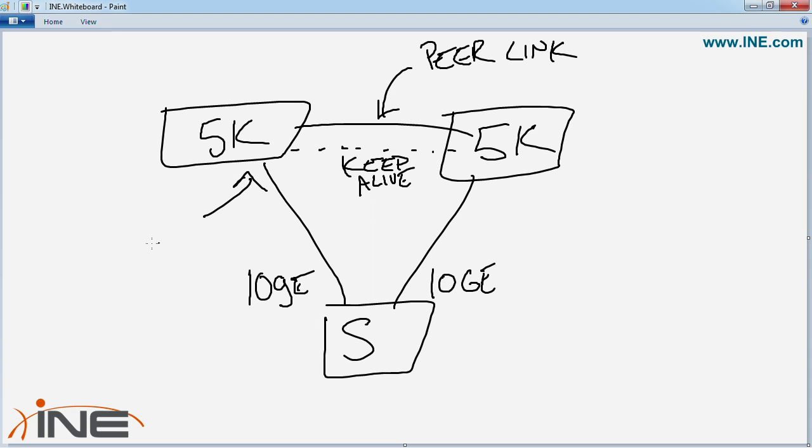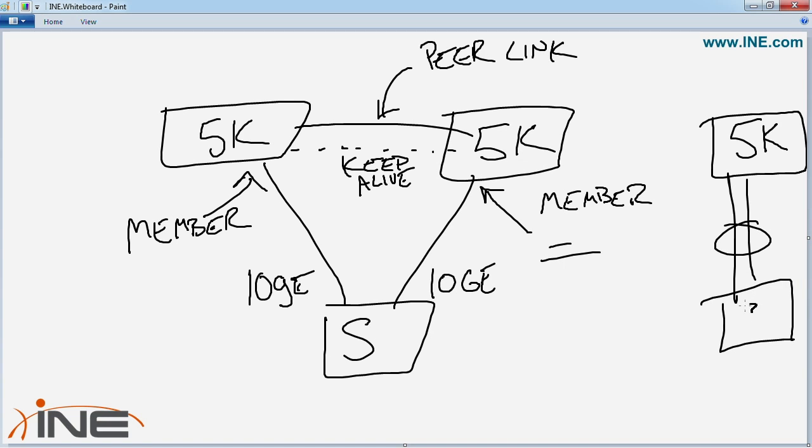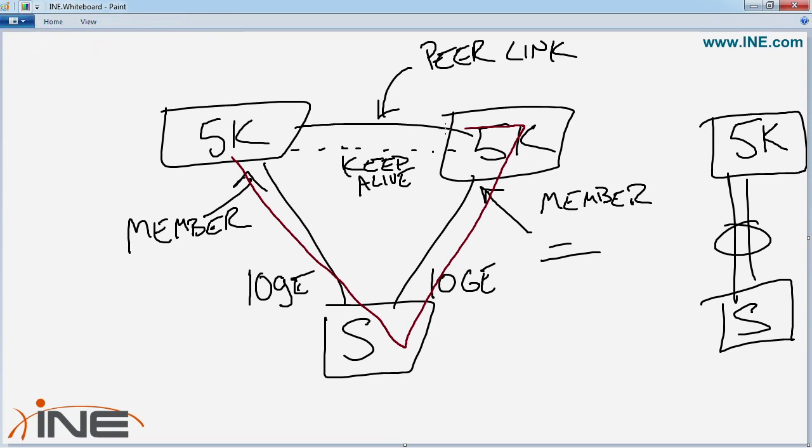We then have the VPC member ports. So these are the links that are actually used to channel in the data plane downstream. But the logical result of this, from the server's perspective, is that we have one device upstream that is just channeling to us downstream. So physically in the network, the connections are going to be in a triangle, but logically, it's a point-to-point circuit between them.